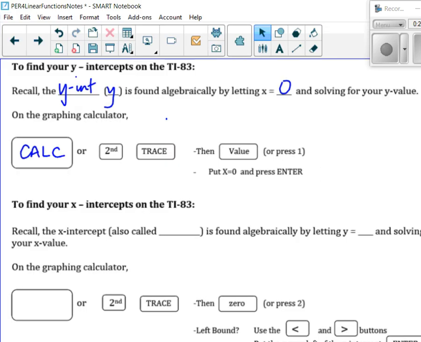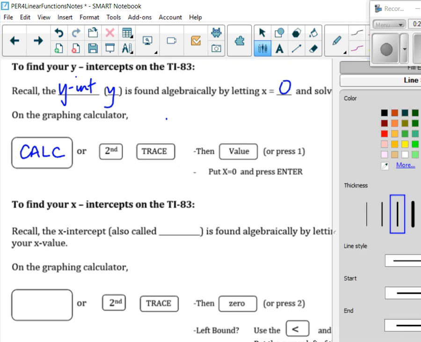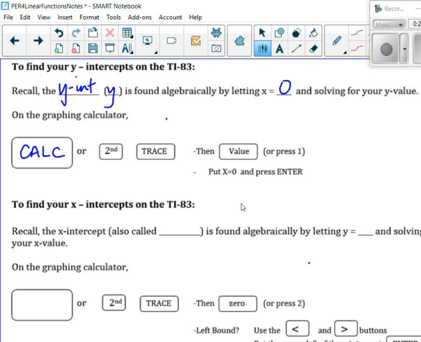Okay, now to find your x-intercepts on your graphing calculator, they are actually called something on your calculate. They're called zeros. In grade 11, we will learn that x-intercepts are called zeros. They're also called roots. On your graphing calculator, they're called zeros. So, again, algebraically, how do I find my x-intercepts? Yeah, I let y be 0, and you solve for your x.